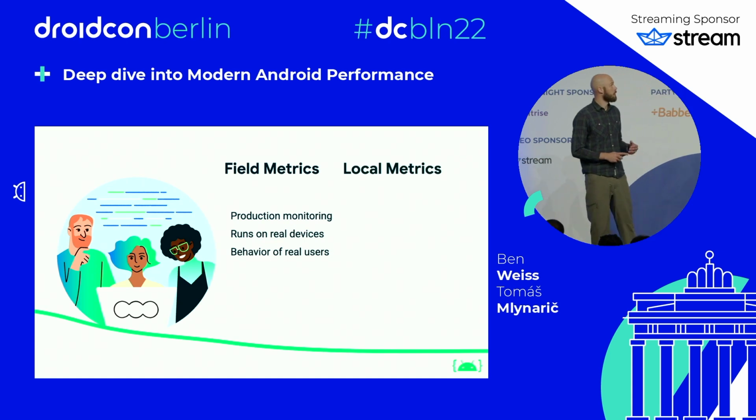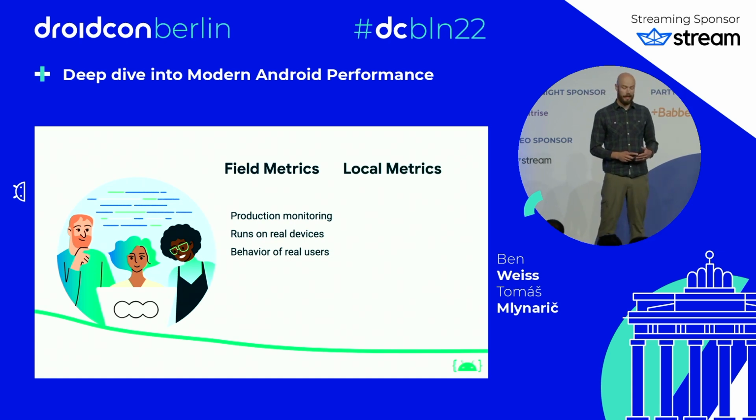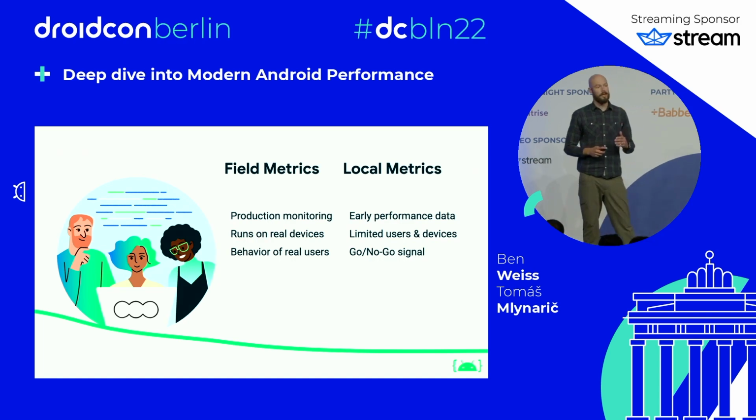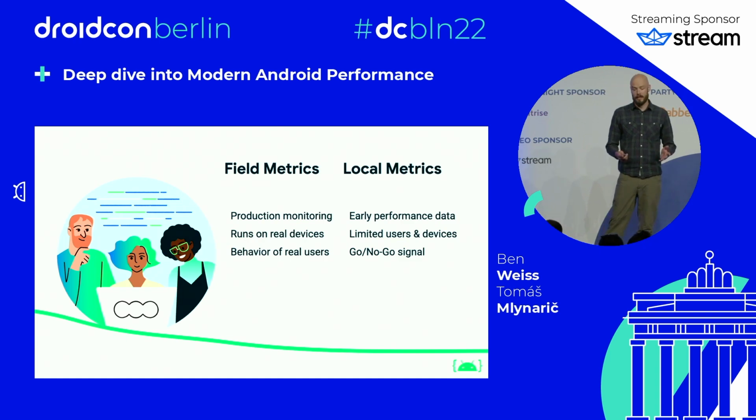The other one is local metrics. Local metrics is essentially everything that you see in your lab setup, on your development machine, or anywhere that you have locally before you ship it to your users. So that gives you early performance data. It's limited with the users and devices that are available, but you can use this as a go or a no-go signal. So if the graph goes down, if you want it to change, that's good. If the time reduces, that is a go signal. If it goes up, you probably want to go back and see what you have done and maybe roll back some things before shipping it to users. So that is also being able to mitigate any damage that you might be doing to performance without looking for performance.